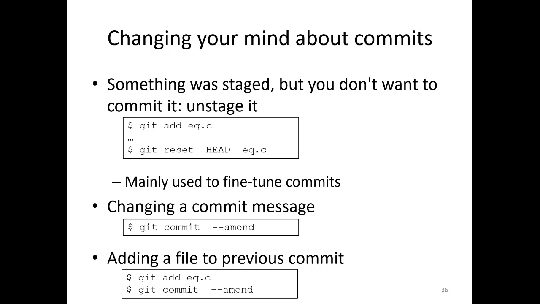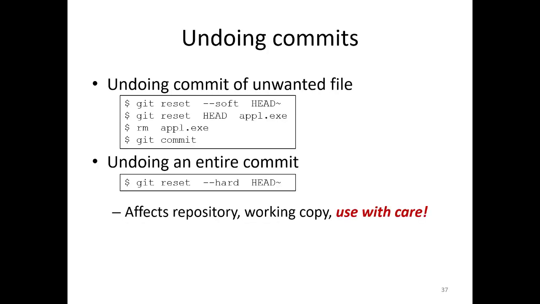And you can also add the file to a previous commit. Again, you can do git add eq.c and then git commit --amend. So a commit, the last commit, can be amended. Either you can change the commit message, or you can even stage more things and add those to the commit. --amend is your friend.